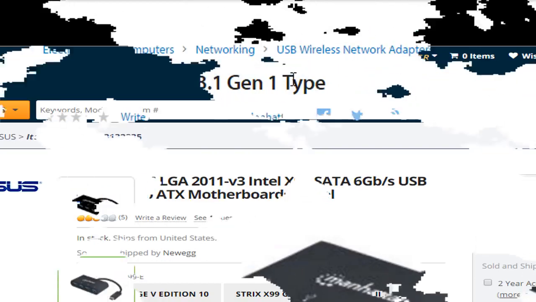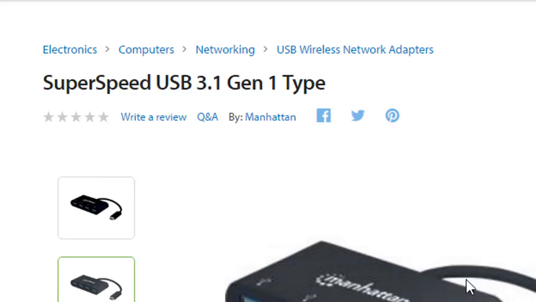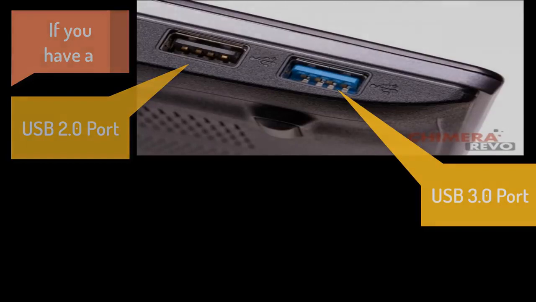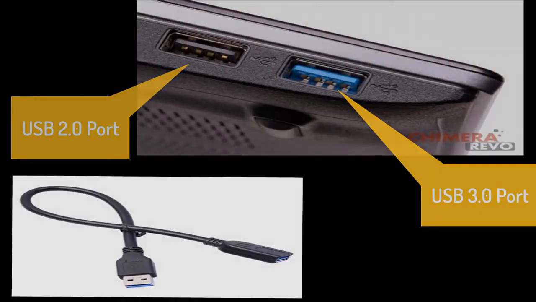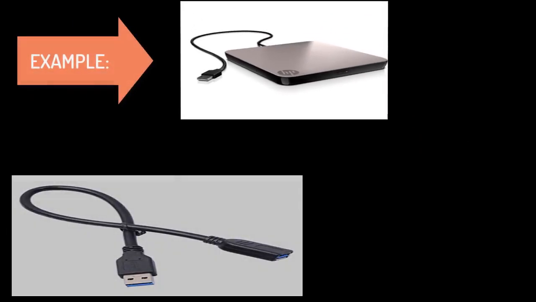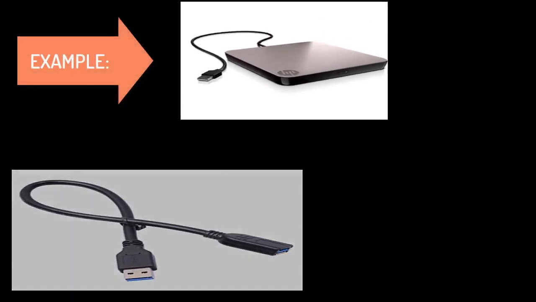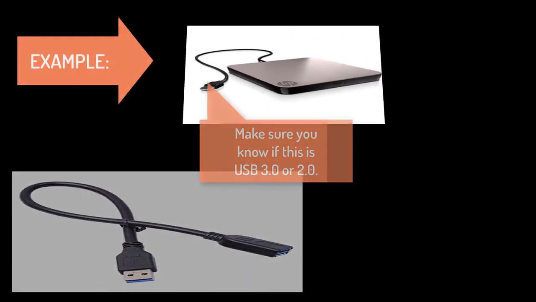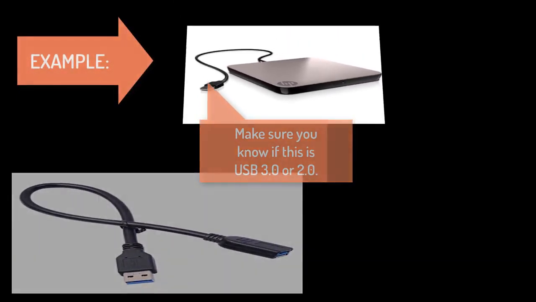Also, when buying something that says USB 3.0, USB 3.1 Gen 1, or USB 3.1 Gen 2, make sure it is compatible with whatever you're buying it for. For example, if you have a USB 3.0 port and a USB 2.0 port available, and you want to buy a male to female connector extender so you can have your, for example, external CD drive within reach, make sure your CD drive is USB 3.0 if you want to use the USB 3.0 port. Get a USB 3.0 cable.